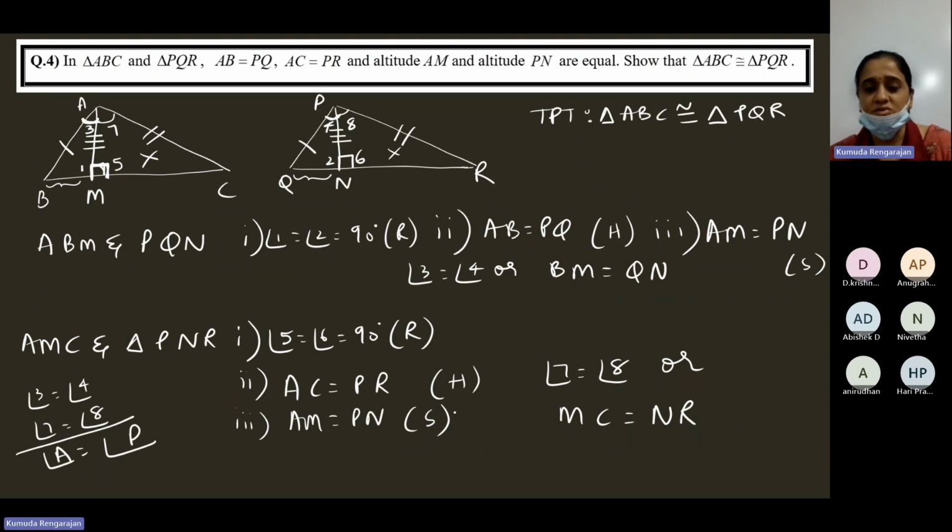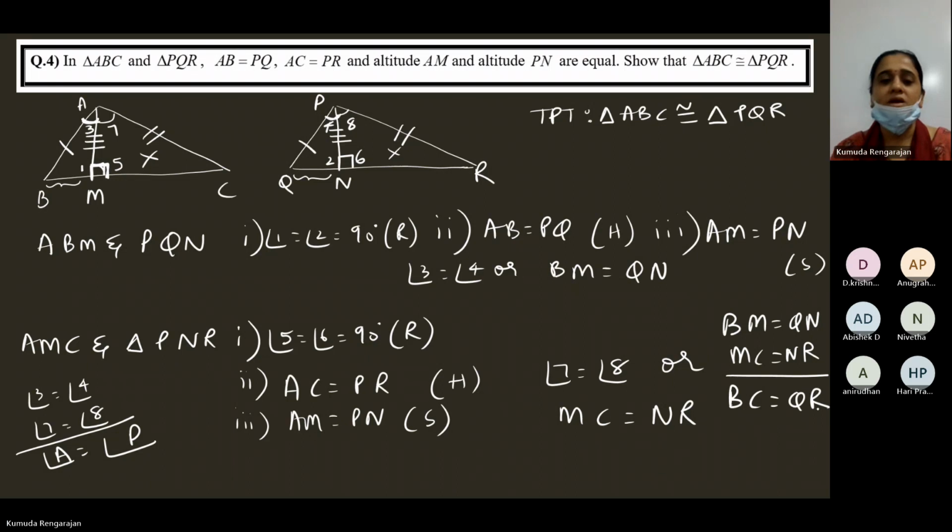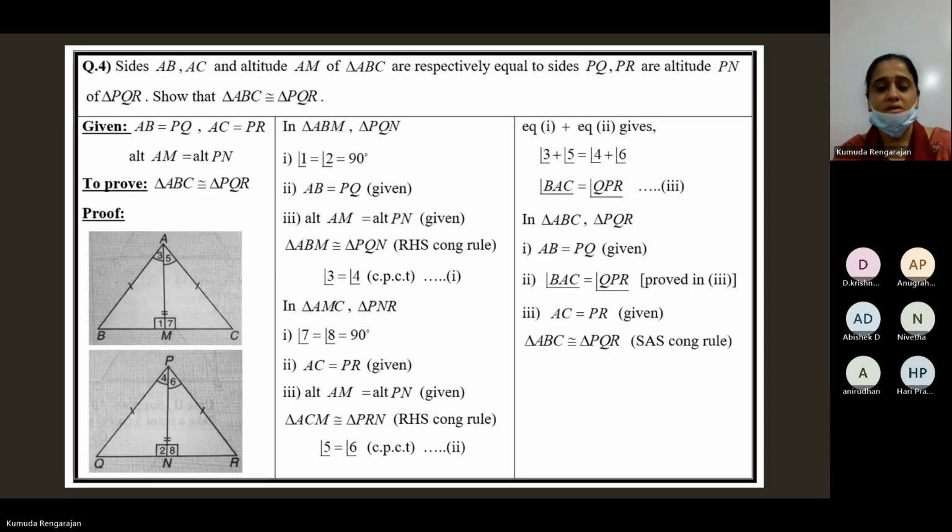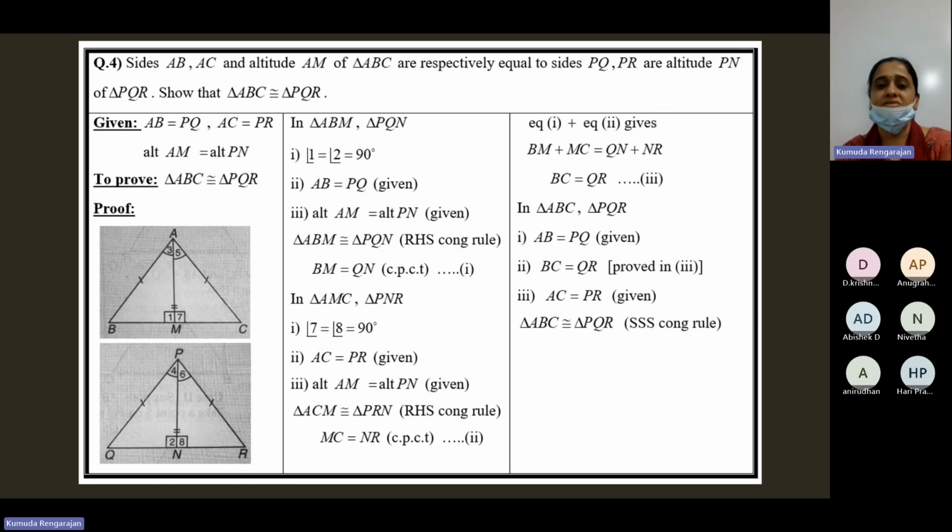Or you can add these two. If you have written BM is equal to QN and MC is equal to NR, when you add, what do you get? BM plus MC is BC, equal to QN plus NR, which is QR. You get BC is equal to QR. That will make SSS. So you'll have to do this in three steps. Correct? So here I worked it both ways, using SAS and using SSS.